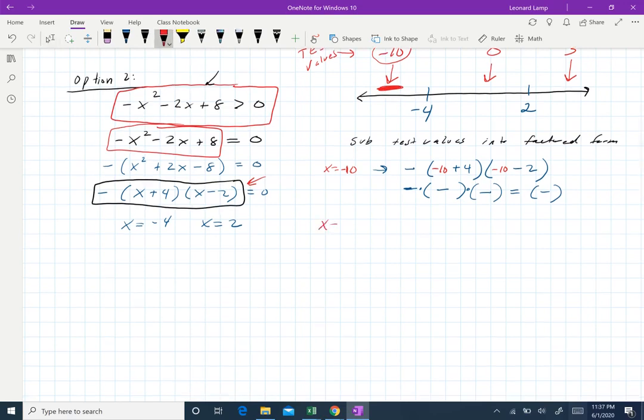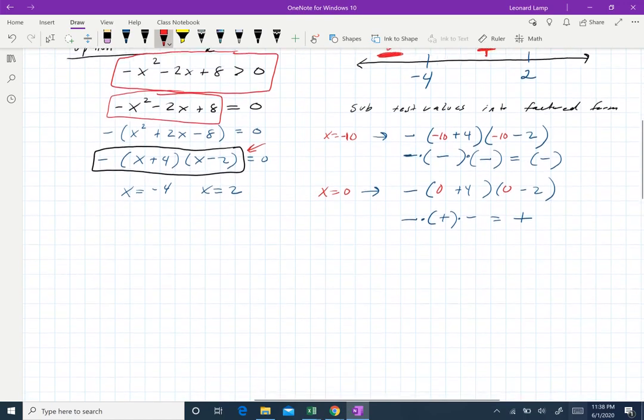What happens when I plug in 0? Again, I'm substituting into the factored form, so I have a negative, and then blank +4, blank -2. Now I'm plugging in 0 here and 0 here. So 0 + 4, positive number. 0 - 2, negative number. If I take a negative times a positive times a negative, that number should be a positive. Negative times positive is negative, but then negative times negative gives me a positive value, right? So I'm going to put a big old plus sign right here.